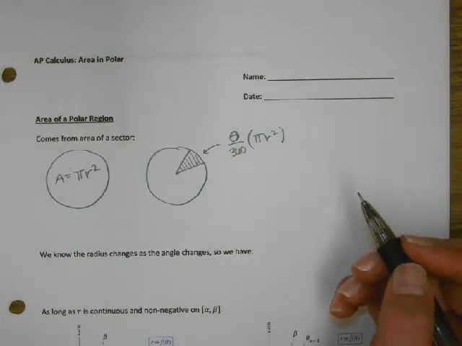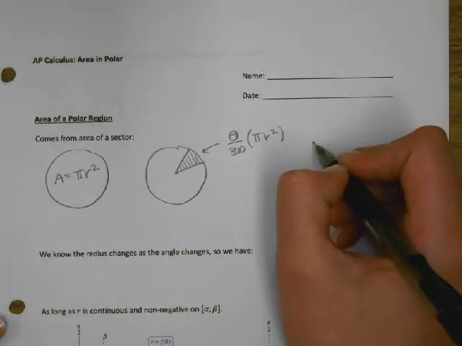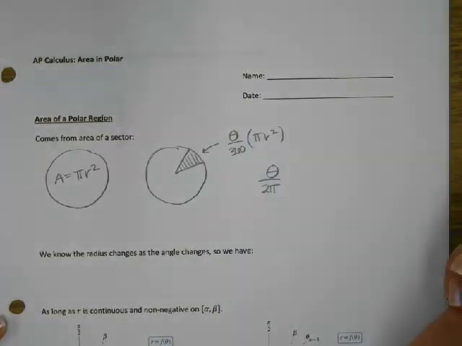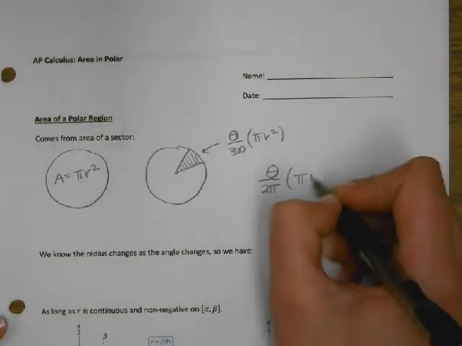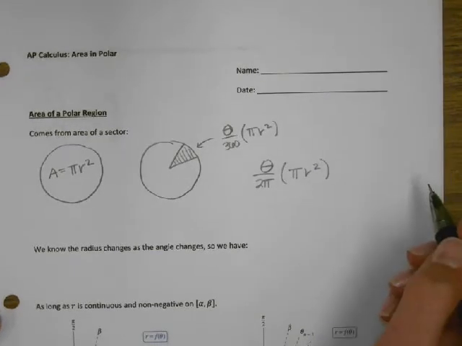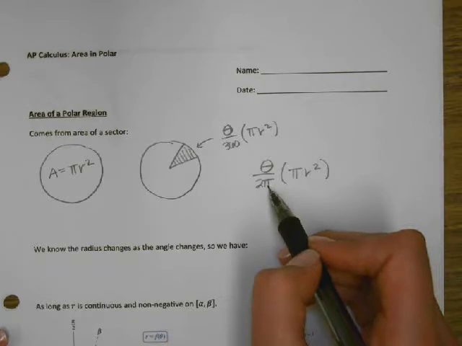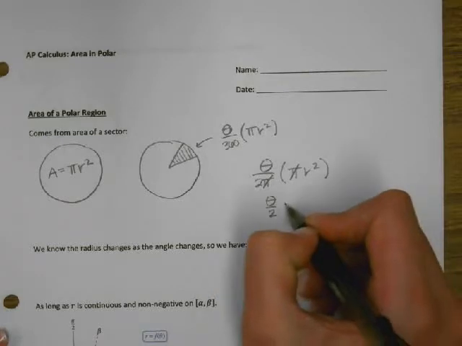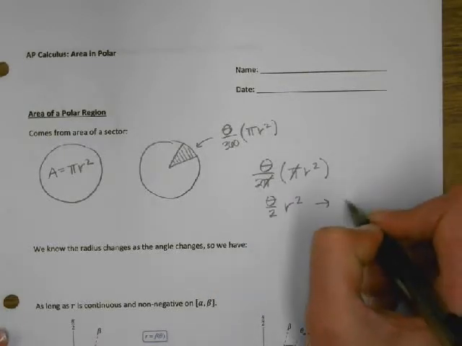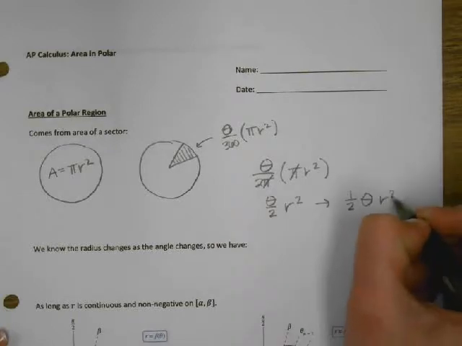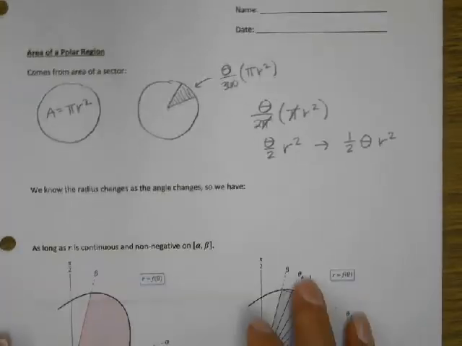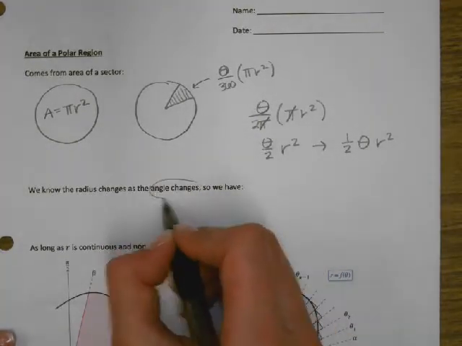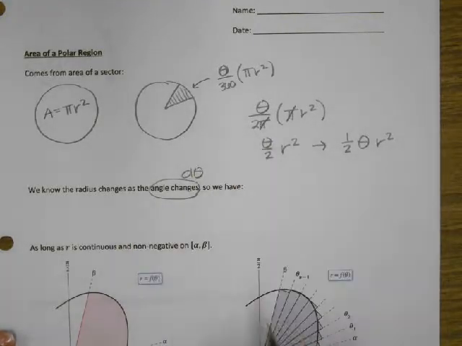In calculus, we typically don't do degrees, we typically use radians. So we're going to use this formula for area of a sector, but we're going to say that theta is out of 2 pi, so still using a full circle, we're just using a different measurement. And if you look here, we could simplify a bit. Dividing by pi and multiplying by pi cancel out. So we have theta divided by 2 times r squared, or we could say that is 1/2 times theta times r squared. And when we're dealing with these problems, we know that as the radius changes, the angle changes. We call that angle change d theta.